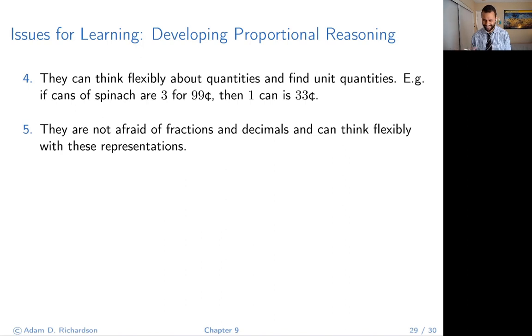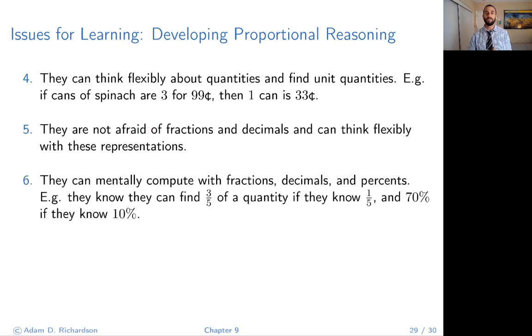Nobody ever knows the answer, right? Nobody ever knows the answer right away. Don't expect your students to either. Help them go through that feeling of anxiety, and they can cope with it and they can overcome it. And then they won't be afraid. They won't be afraid. They can mentally compute with fractions.